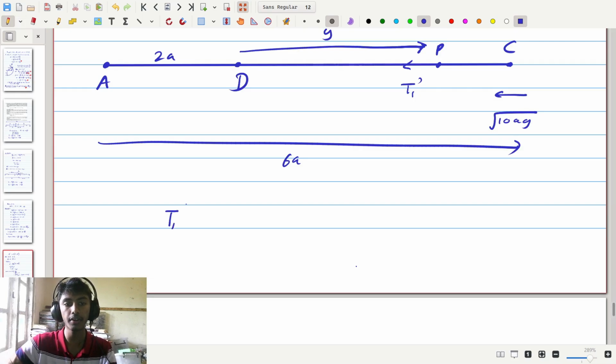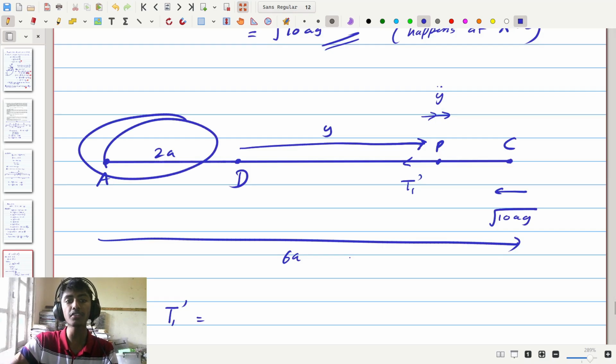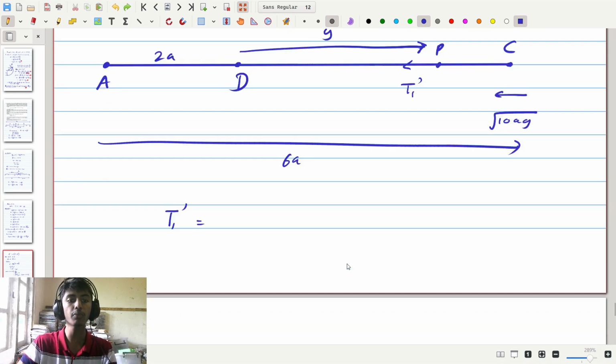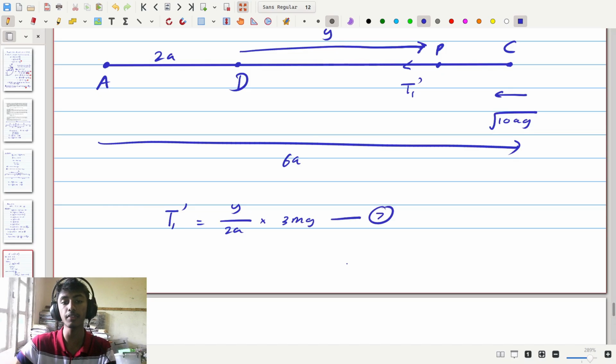I'm going to write T1 dash equals, and if you take a look here, since 2A is equal to the natural length, the value Y is actually equal to the extension of the string S1. Due to that, when we're substituting here, we can say that T1 dash is directly equal to the extension Y divided by the natural length 2A times the modulus of elasticity 3mg, and that's going to be equation number 7.